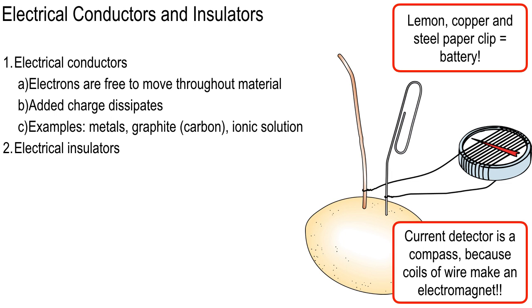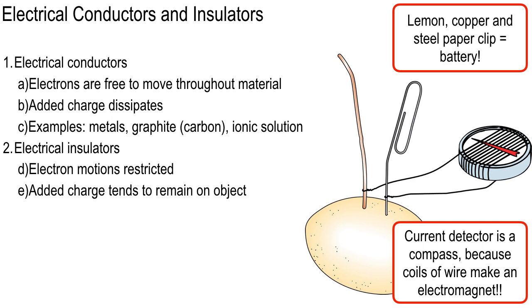Electrical insulators. These are materials in which the electron motion is a little bit restricted. So if you add charge to an insulator, like a piece of plastic, it'll tend to stay there. Right? It won't try to move away. So examples are glass, wood, and diamond. Diamond's considered an insulator. The electrons don't move very well.